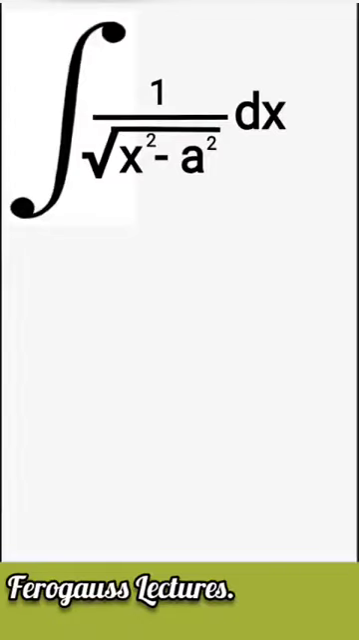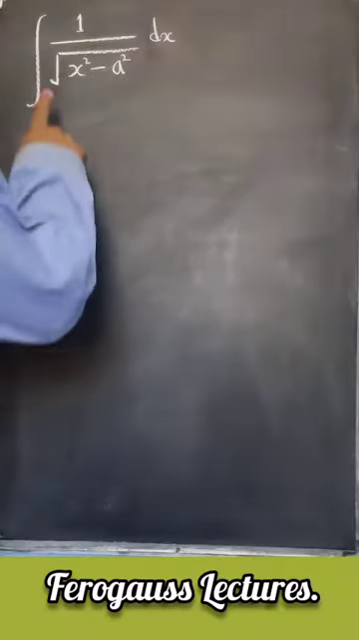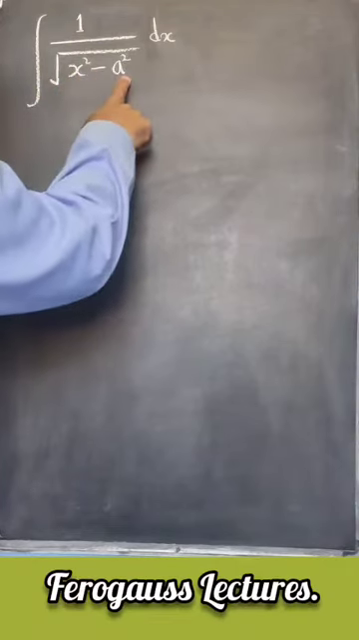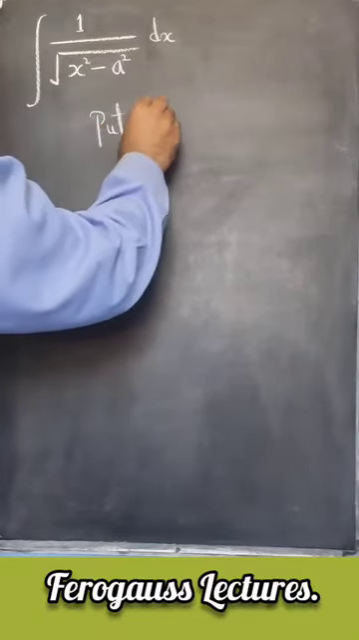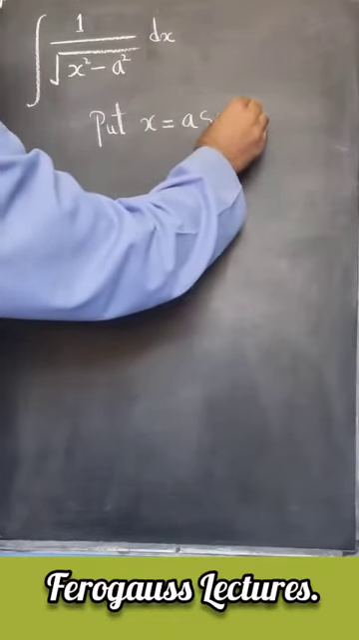Now our second special integral is 1 by square root of x square minus a square. On evaluating this integral, we will get log of mod of x plus square root of x square minus a square plus constant of integration c. Let us prove this. Here we have to find the integration of 1 by square root of x square minus a square. To evaluate this integral, we put x equal to a secant of theta.